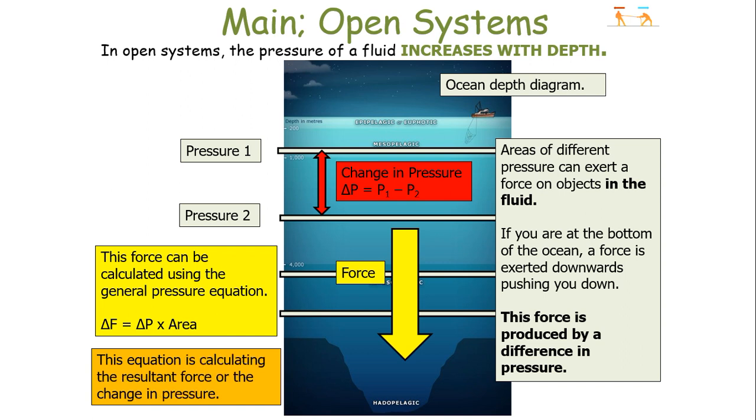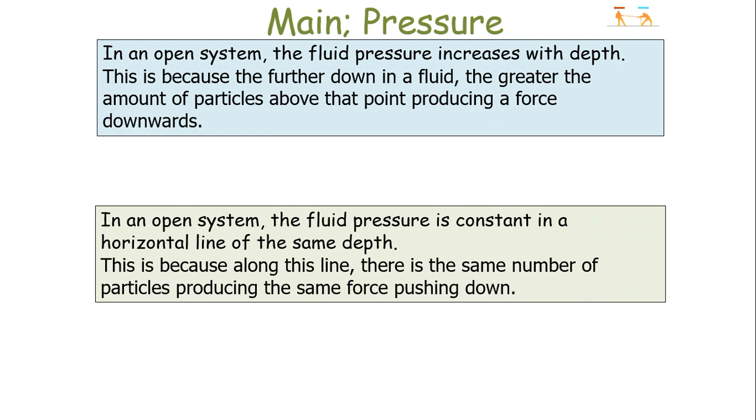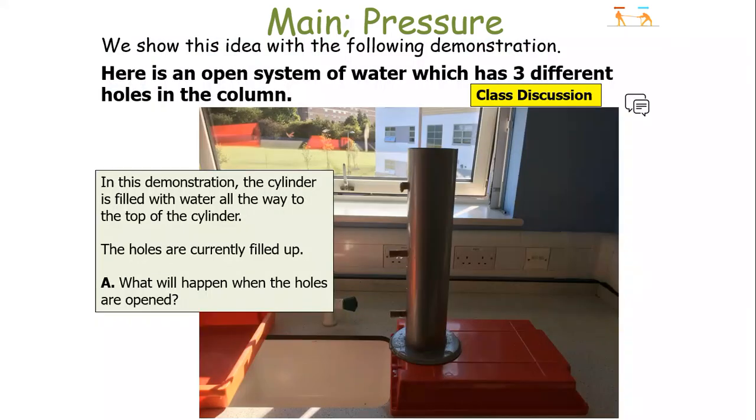Okay, so this equation is calculating the resultant force or the change in pressure between two parts of an open system. So let's get this right. In an open system, the fluid pressure increases with depth because the further down in a fluid, the greater the amount of particles above that point producing a force downwards. In an open system, the fluid pressure is constant in a horizontal line at the same depth because along this line there's the same number of particles producing the same force pushing down, and a difference in pressure can result in a resultant force on an object, which can be calculated with the equation resultant force equals change in pressure times by area. So let's look at this particular example.